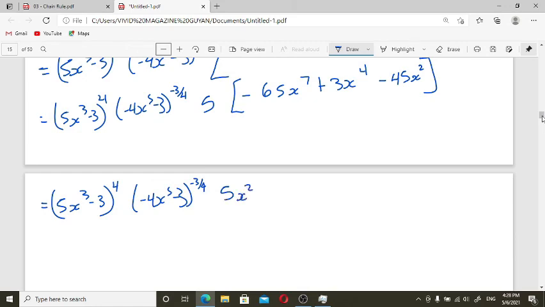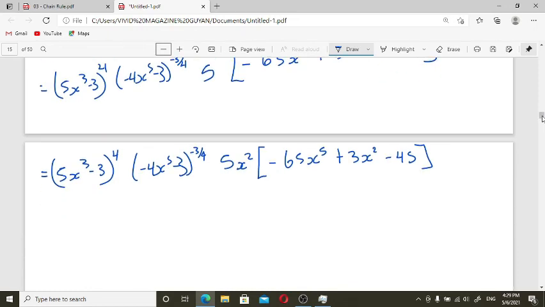I then will put my x squared, because this is the lowest x power. So leaving me now with minus 65x to the 5th, because I'm taking 2 powers from each of them, plus 3x to the 4 minus 2 is 2, minus 45. Yeah, as I said, I didn't actually work this one out. Ouch. Alright, so that's where I'm at.